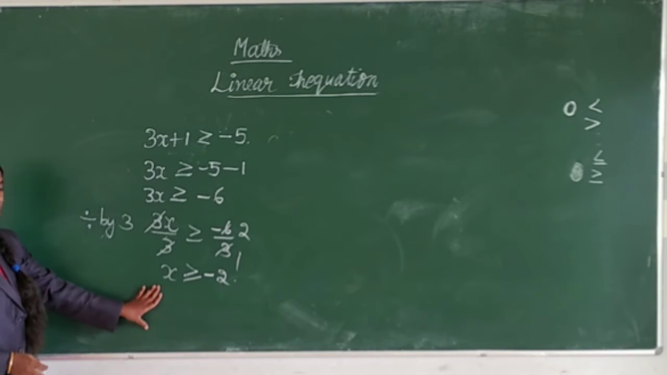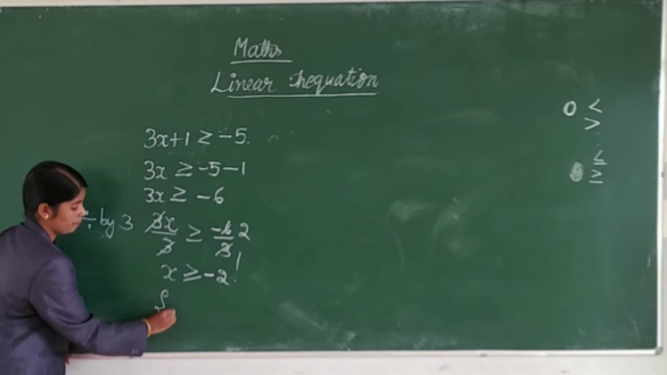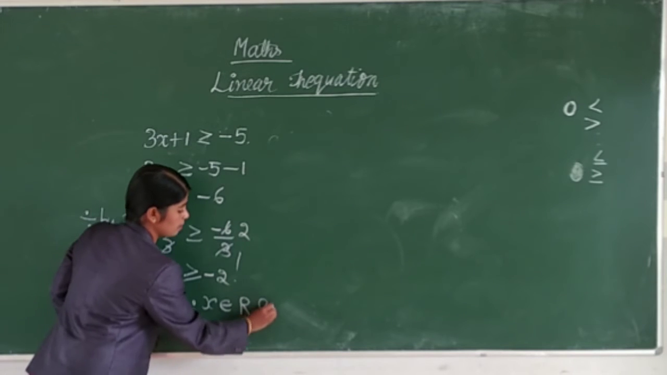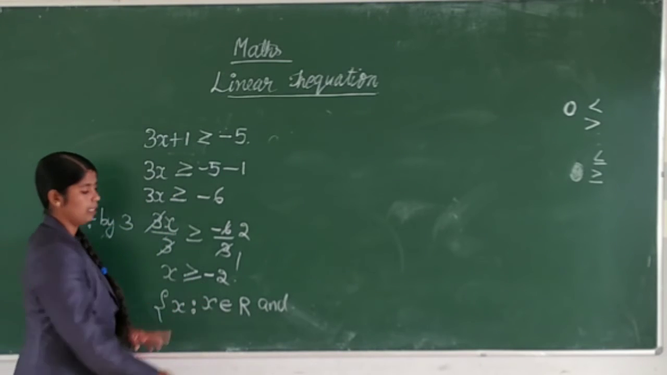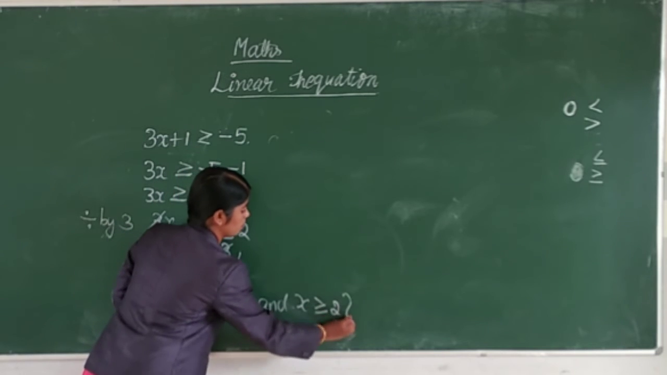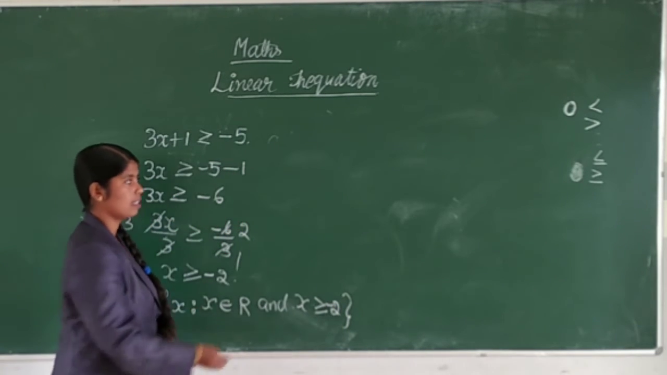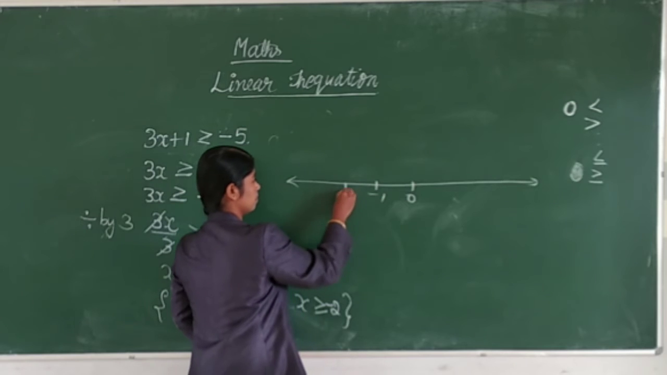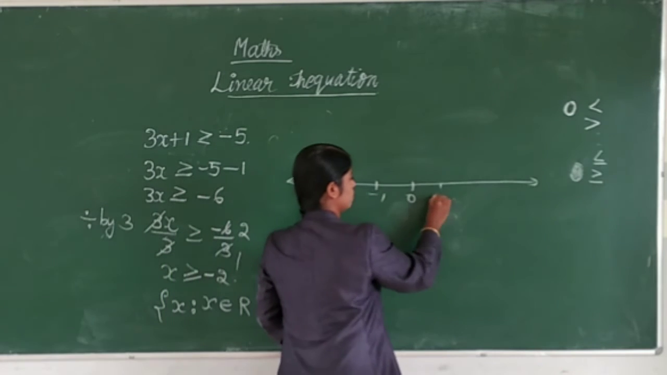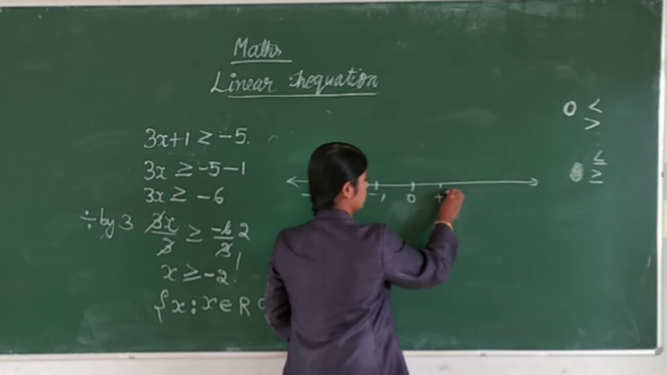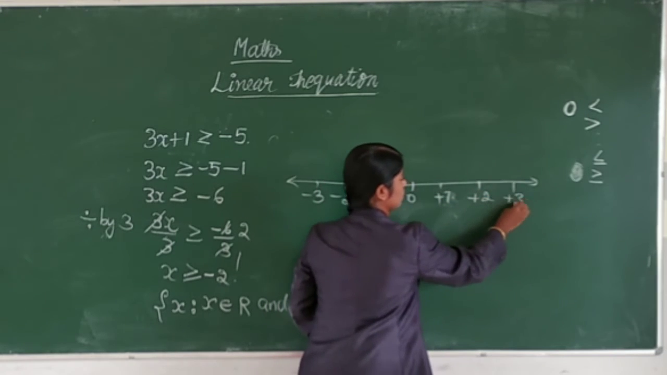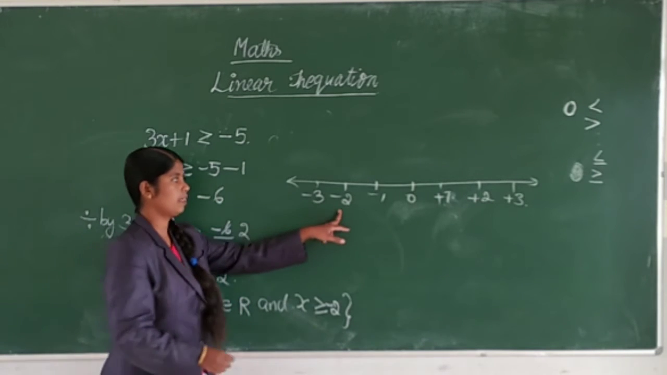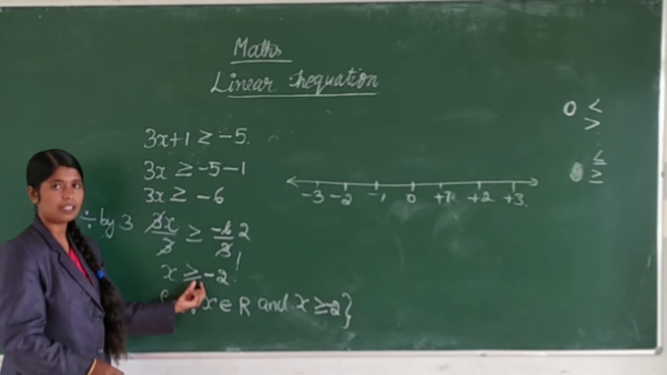So we have to represent the answer in the real number set. So x, where x belongs to the real number set and x is greater than or equal to minus 2. Now represent it on the number line. After drawing, which number is given here? Minus 2.